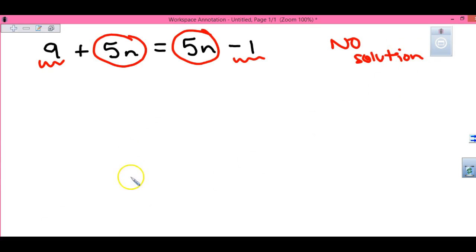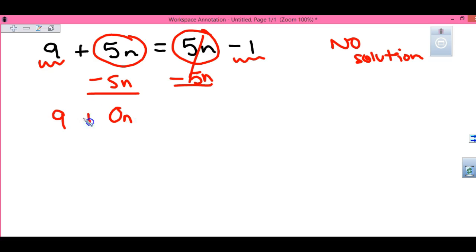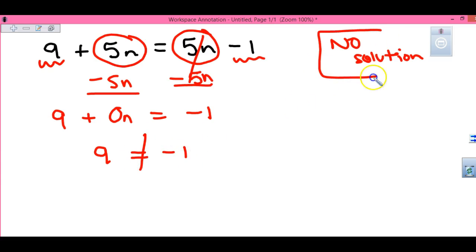Yes, ma'am. So the question was that if instead of a negative 1 we had a 9, what would this be? It would be an identity. But in this case, the way this equation is written, it has no solution. Because if I go on to subtract 5n from both sides, I end up with 0n. So 9 plus 0 is equal to negative 1. 9 is equal to negative 1. That's not true. Therefore, the equation has no solution.